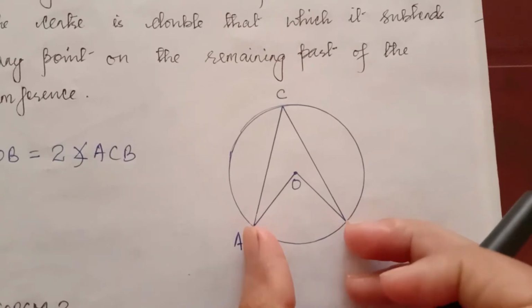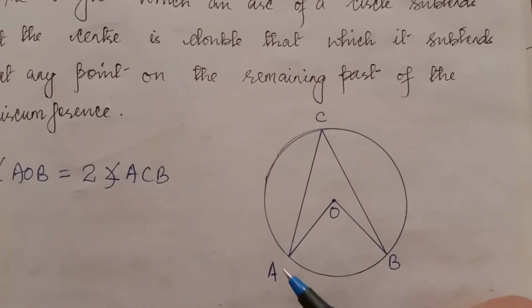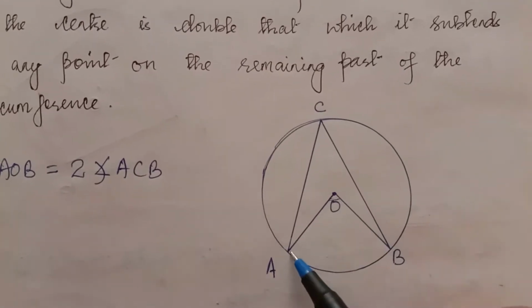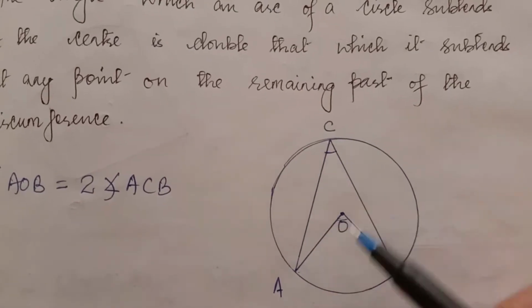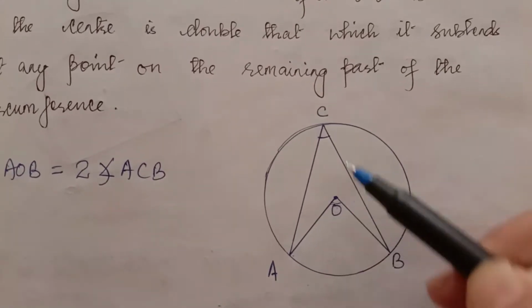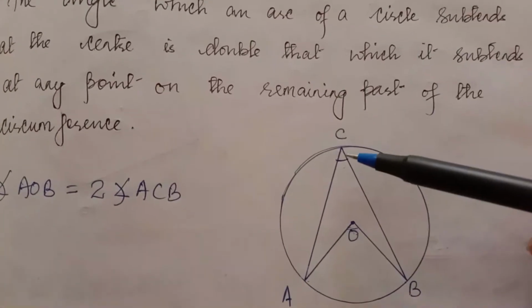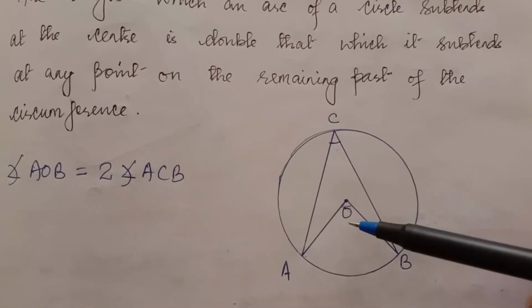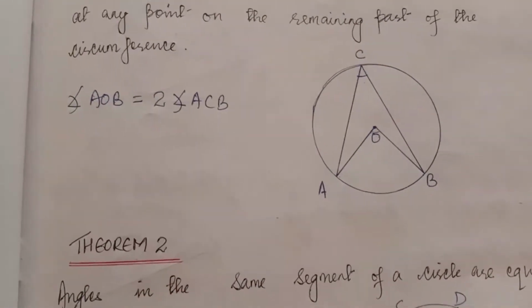This is an arc of a circle and this is the center of the circle. According to this property, this arc subtends an angle here at the center, and the same arc subtends an angle at the circumference here. So this angle is double this angle. The angle at the center is always double. If this is 30 degrees, this will be 60 degrees. If this is 45 degrees, this will be 90 degrees. So this is the first theorem.